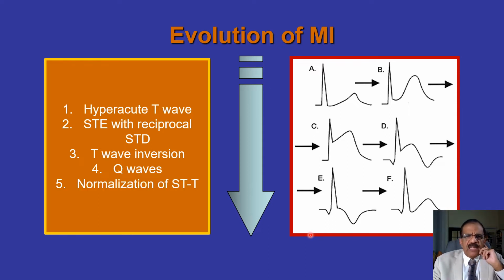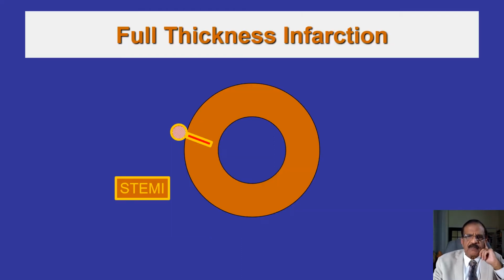Now, finally, we have then normalization of ST-T. Within days, ST segment becomes normal, and the only change which persists for life maybe, that is Q wave. So Q wave represents old infarction. How old you can't determine. It could be a couple of days and it could be a couple of years. So Q wave is the permanent change. I think this should be helpful to interpret further slides.